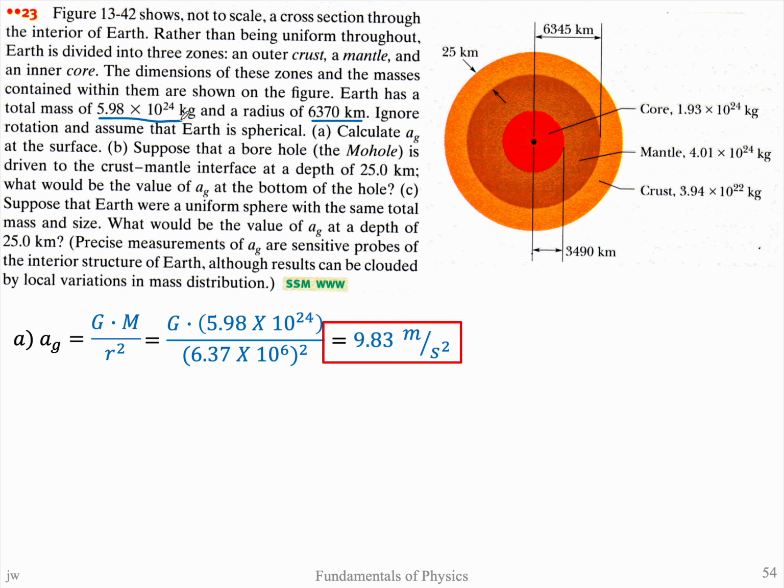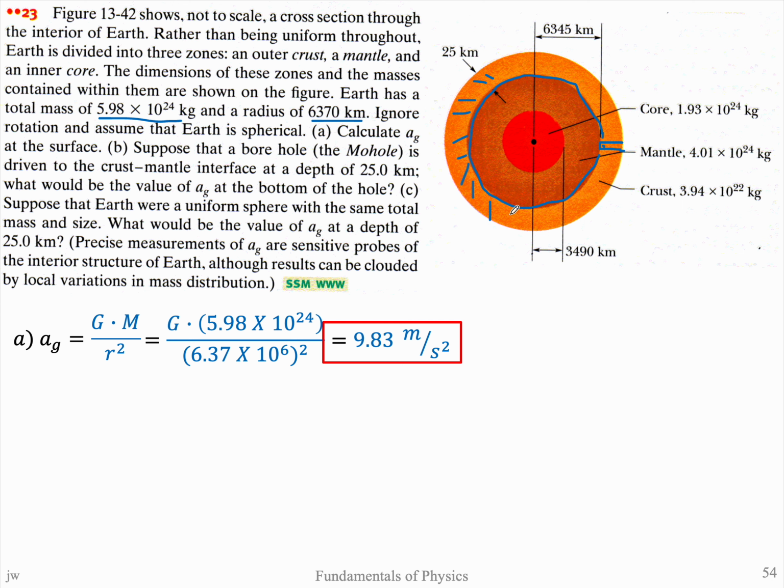Next, B. Suppose a borehole, a mole hole, that's a hole driven down right here to this boundary, was drilled. What would be the acceleration of gravity at the bottom of this? Well, to solve this one, we have to actually figure out how much the crust is going to affect the gravity at this point. Well, if you remember, being inside of a hollow shell, we would feel no gravitational attraction or force from this shell. So we can actually ignore this mass entirely.